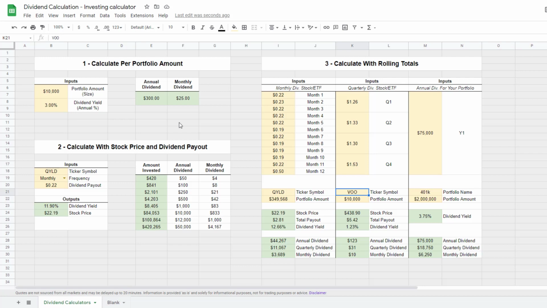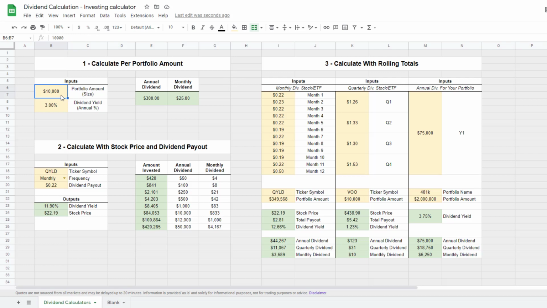What I would like to achieve at the end of this video is to make sure that you guys understand dividends a little bit better, and if you follow along with the formulas, you will be able to create this calculator on your own in Google Sheets. Let's go ahead and focus on calculator number one, the most basic of dividend calculations.